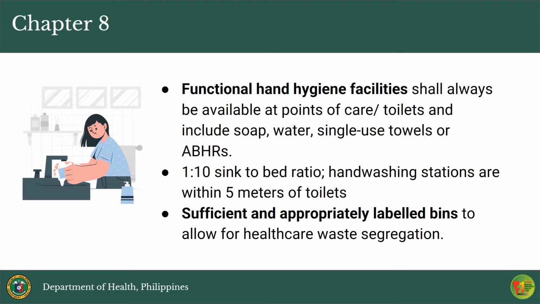These facilities shall include soap, water and single-use towels, or if not available, alcohol-based hand rub. There shall also be a 1:10 sink-to-bed ratio in healthcare facilities, and hand washing stations shall be within 5 meters of toilets. Sufficient and appropriately labeled bins to allow for healthcare waste segregation shall be available. Waste shall be treated and disposed of safely in compliance with the latest or updated national standard on the design, construction, operation, and maintenance of septic tank systems.